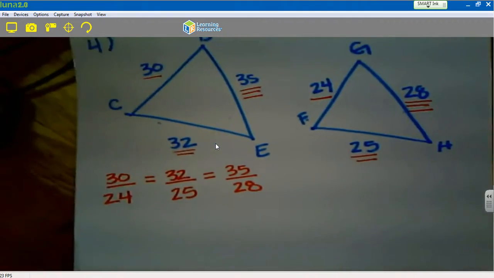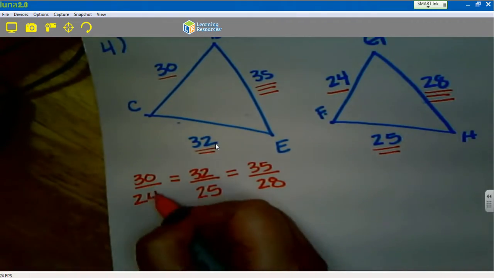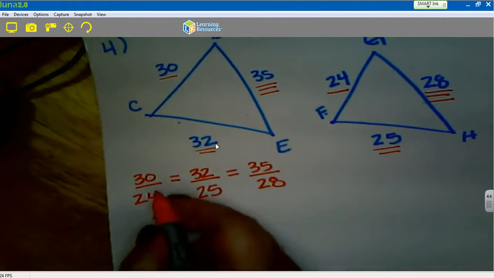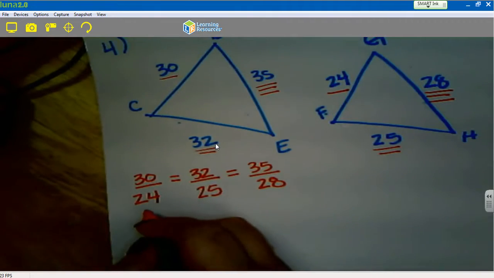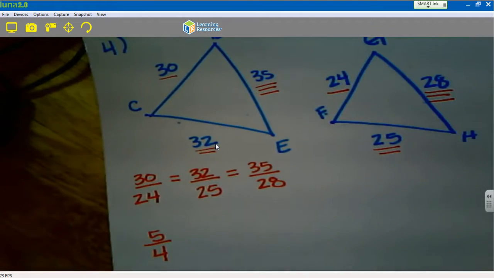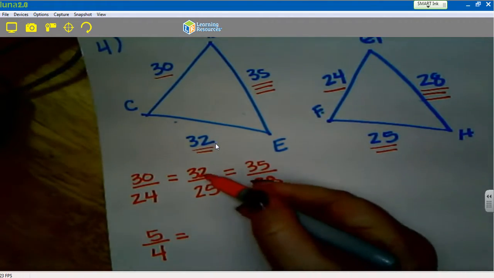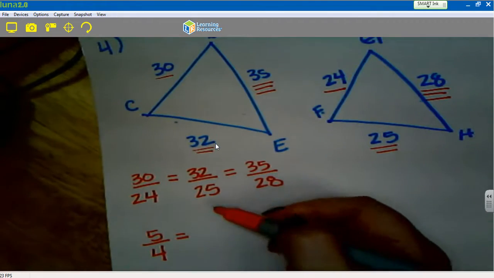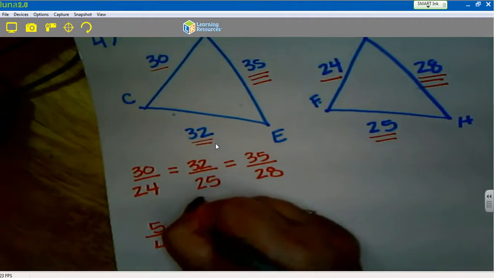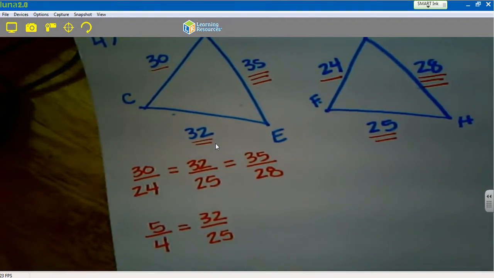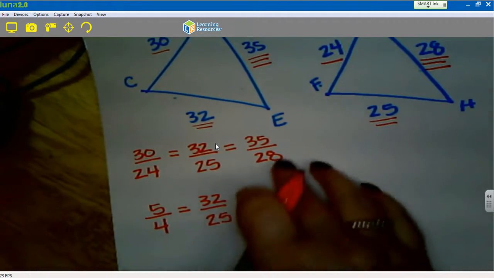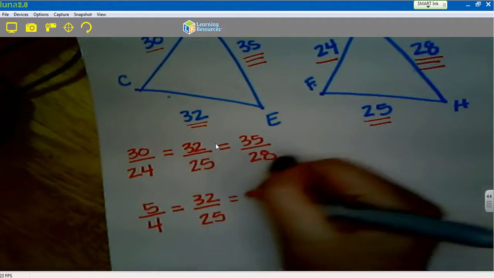So let's go ahead and simplify these ratios. 30 over 24, they have a common factor of 6. So we divide both the numerator and denominator by 6. That gives us 5 over 4. 32 over 25. 32 and 25 do not have any common factors. We cannot simplify this. So that's a problem. We have 2 simplified ratios that are not equal. Let's see what happens with this last one.